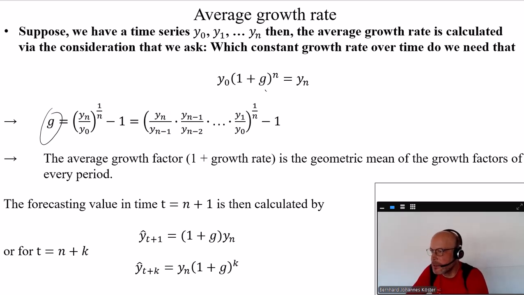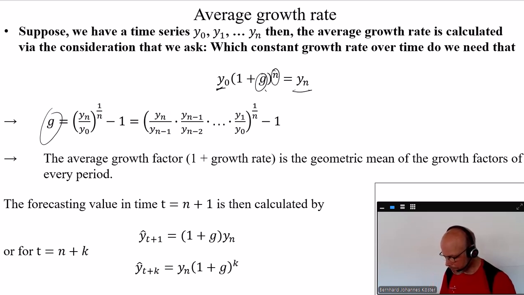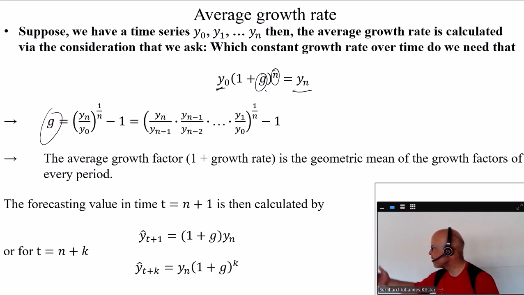But the idea behind this is, of course, you ask for the number, using your starting point, with which constant growth rate I have to grow n times in order to reach my last data point. And then if I have this number, of course, then I can directly forecast all my values.